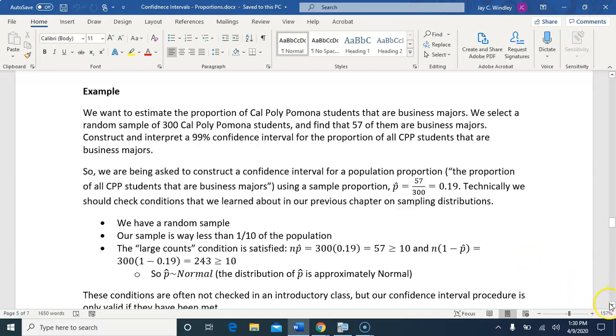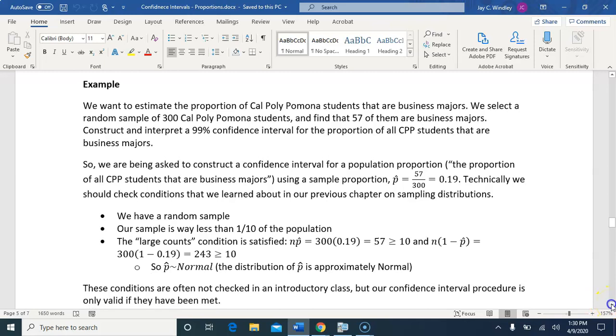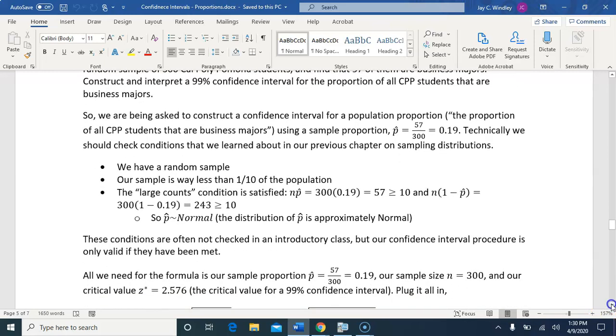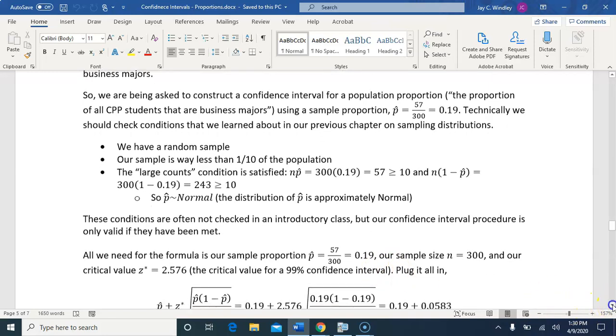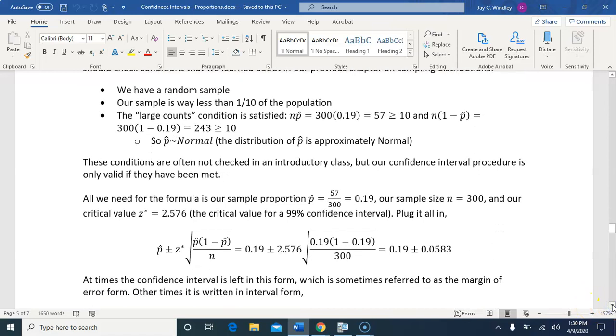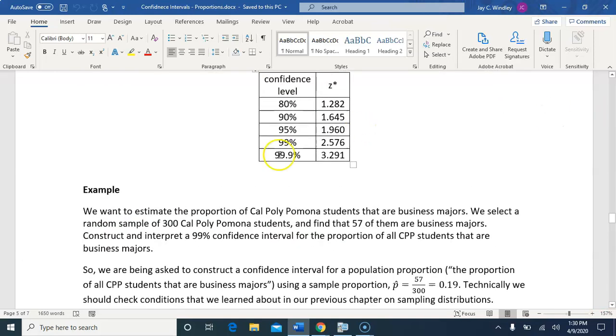But oftentimes in the introductory class, those conditions aren't checked, but they should all have been met to make our confidence interval valid. So all we need for our confidence interval formula is the sample proportion p-hat, our sample size, and our critical value 2.576 from this table up here. When the confidence level is 99%, the z-star we should use is 2.576.